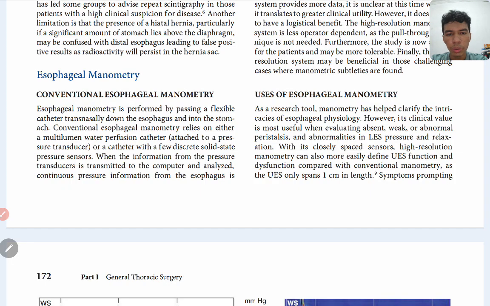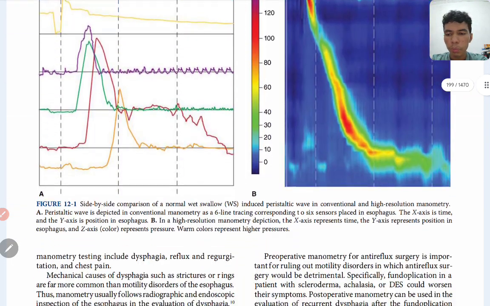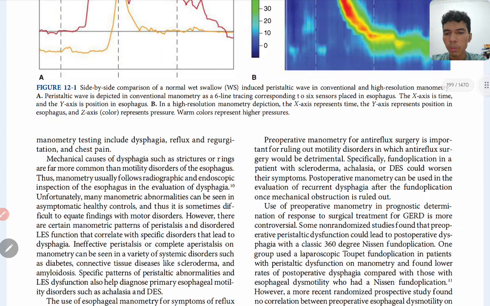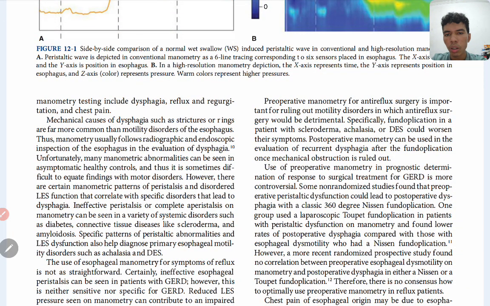manometry, as the UES only spans 1 centimeter in length. Symptoms prompting manometry testing include dysphagia, reflux, regurgitation, and chest pain. Mechanical causes of dysphagia such as strictures or rings are far more common than motility disorders of the esophagus. Thus, manometry usually follows radiographic and endoscopic inspection of the esophagus in the evaluation of dysphagia.